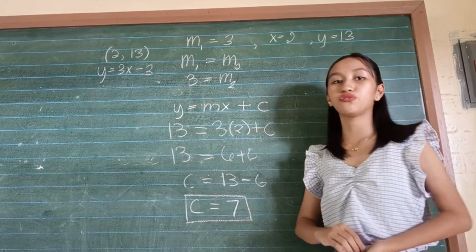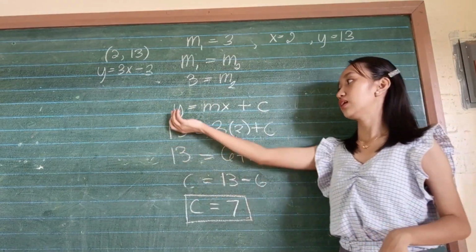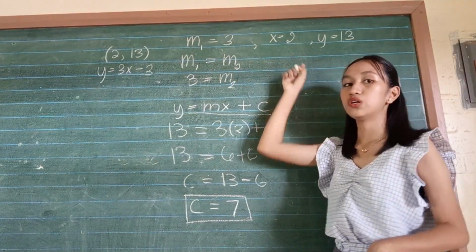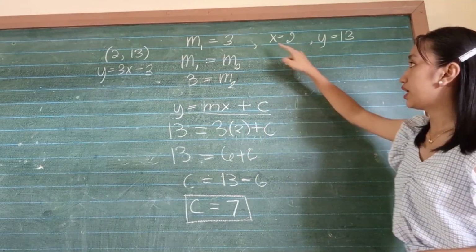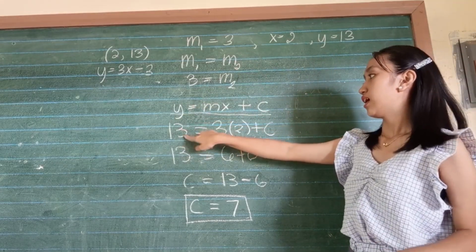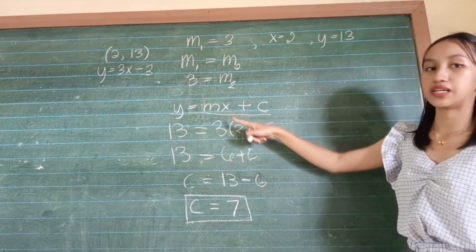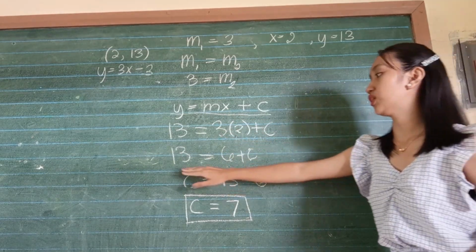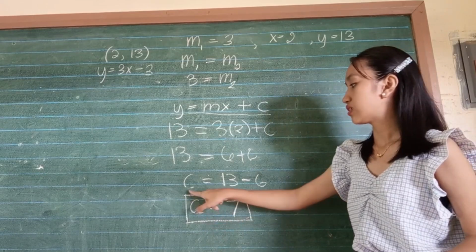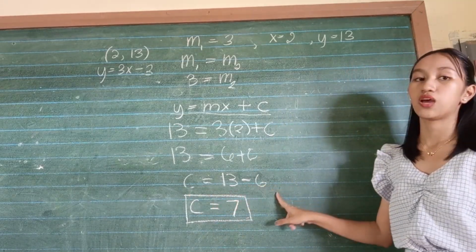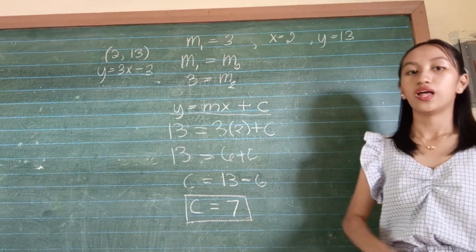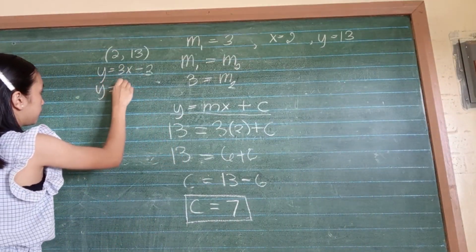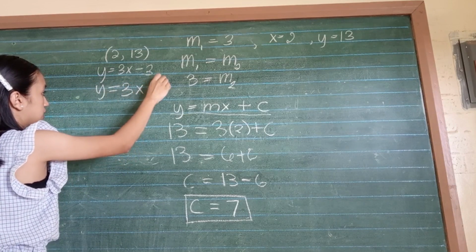So, in order to find the equation of a line, we have here the equation of a line. So, we have to substitute the given. Y is equal to 13. Our slope is 3, and then our x is 2. Multiply, we have 6, and then subtract each other. C is equal to 13 minus 6, we have 7. So, the line parallel to this line is y is equal to 3x plus 7.